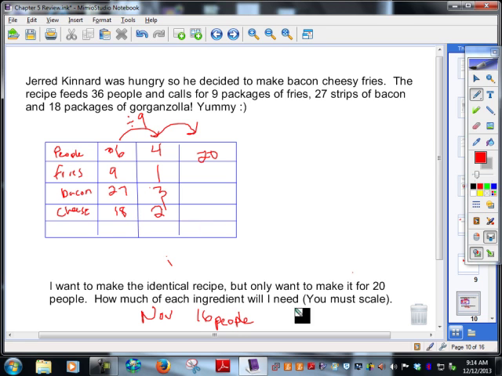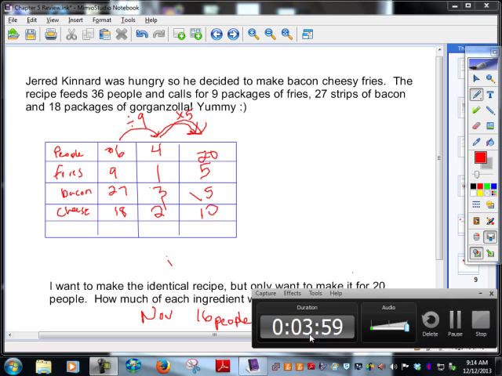Then I'm going to have 2 bags of cheese. You guys see this? That will feed 4 people. Now, I look and I say, what am I doing to my people to go from 4 people to 20 people? I'm multiplying by 5, right? So, I multiply by 5, so I have to do that to all my ingredients. I have to get 5 bags of fries. I have to get 15 strips of bacon. And I have to get 10 bags of cheese.